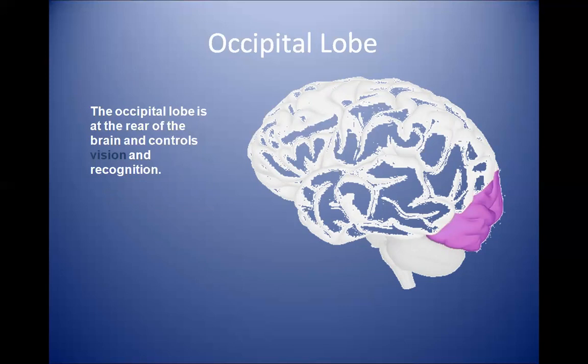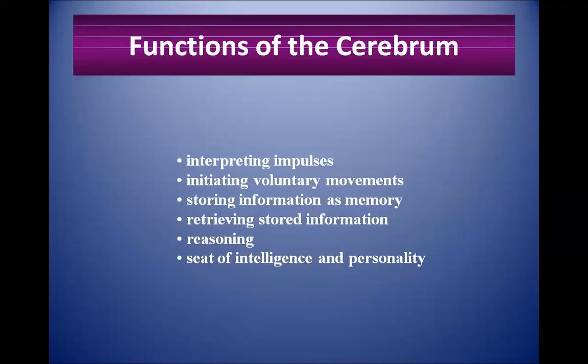Then next is the functions of the cerebrum. In function of cerebrum, it will be interpreting impulses, मतलब हमारे जो ब्रेन में जो impulses हैं उनको interpret करता है. Then initiating voluntary movements, हमारे जो voluntary movements है जो हम खुद करते हैं उसको ये इनिशिएट करता है. हमको कब हैंड मूवमेंट करना है, हमको कब चलना है, मतलब हम तभी वर्क कर सकते हैं जब हमारा जो सेरिब्रम है वो प्रॉपर फंक्शन कर रहा है.